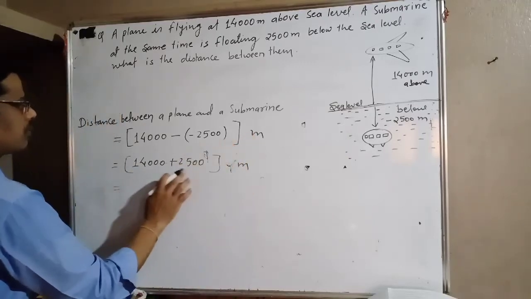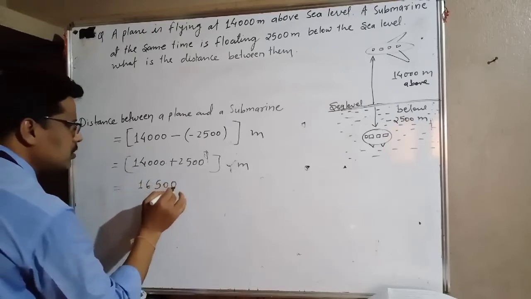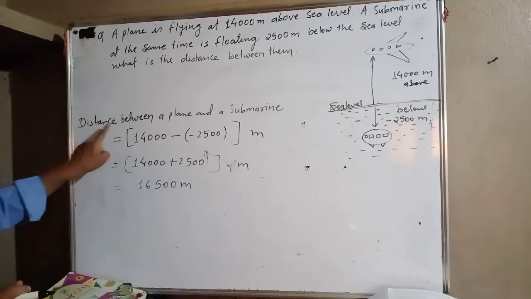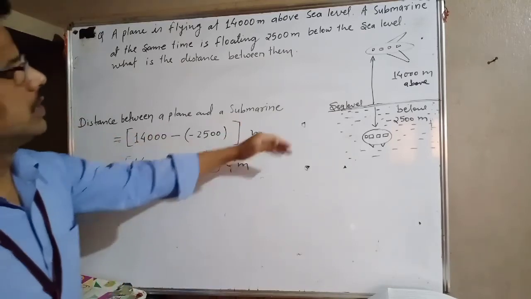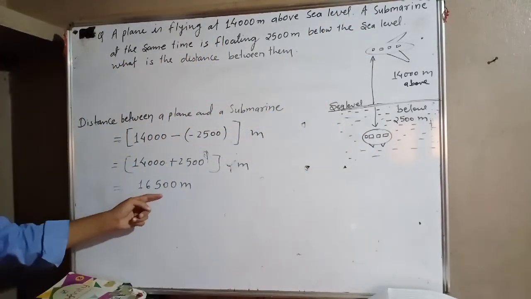Now both are having positive sign. We add, and we get here 16,500 meters. This is our required answer. You can see the distance between a plane and a submarine, the distance between these two, will be 16,500 meters.